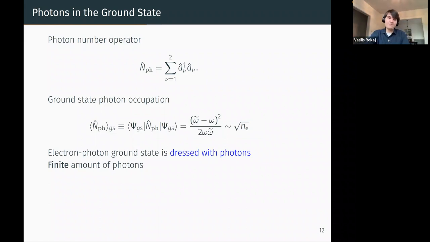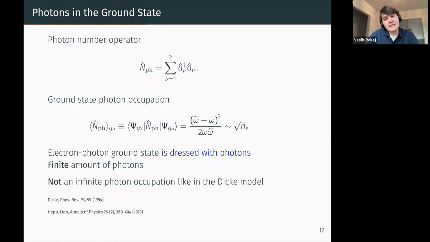where the density is not an extensive quantity, okay? And this is in contrast to the Dicke model, in which, because of not taking into account the A squared term, what they find is an infinite photon occupation. So if you compute the photon population per particle, it is non-zero. While in this system here, because of the A squared term, if you compute the photon population per particle in the thermodynamic limit, it is essentially zero, okay? It is finite, but it is not a macroscopic photon occupation.